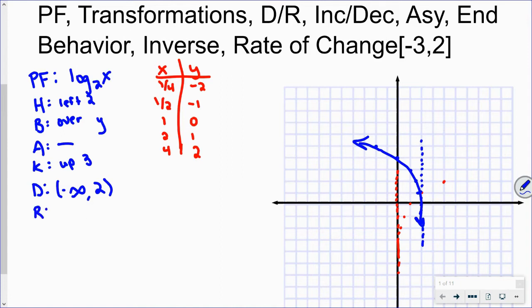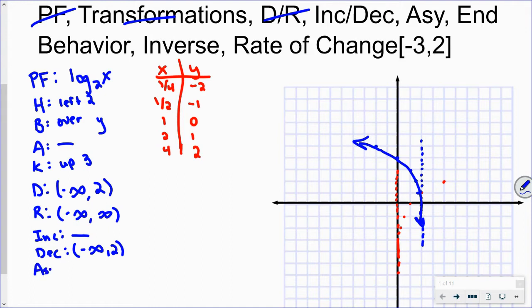Your range for any logarithm is all reals. So we've got parent function, transformations, domain and range. So is it increasing or decreasing? This thing is not increasing ever. It is decreasing on the interval of your domain. Okay, remember, decreasing has a negative slope, increasing would have a positive slope.